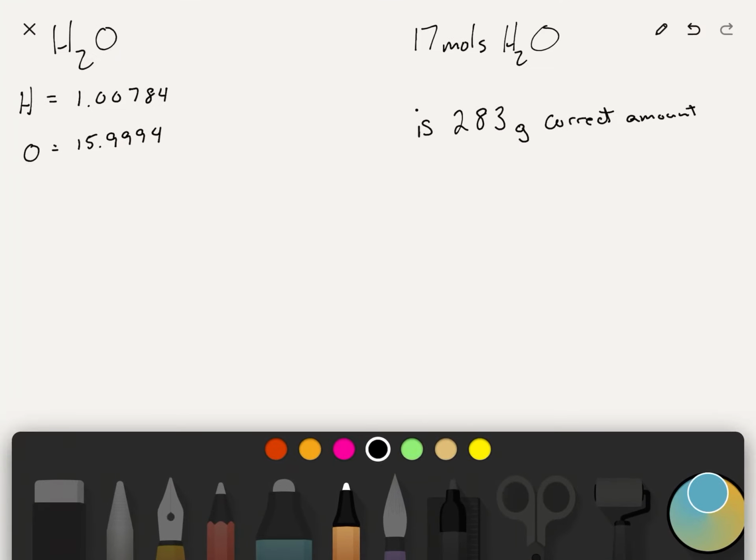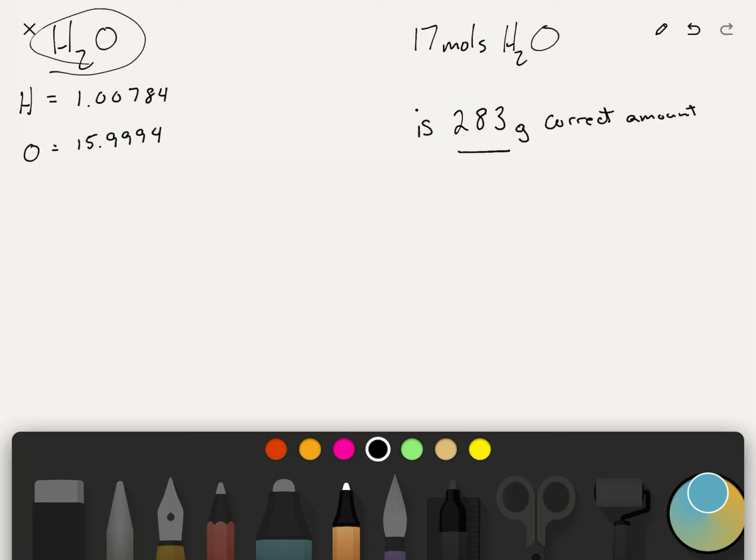So I've got the problem laid out here. We got water. I asked for 17 moles. He came back with 283 grams. So what we need to do is calculate how many grams are in 17 moles of water. So our first calculation is the molar mass of water.